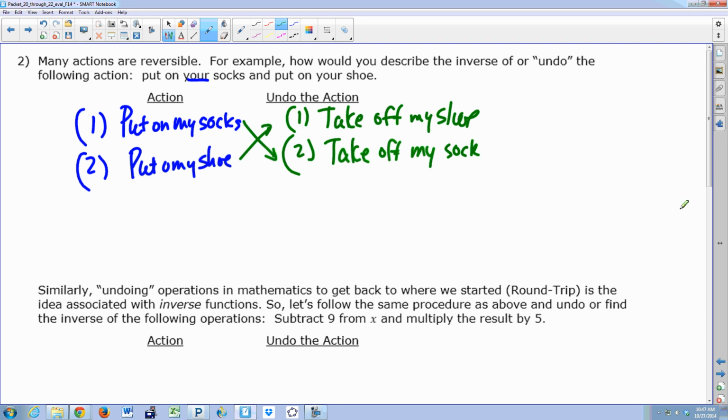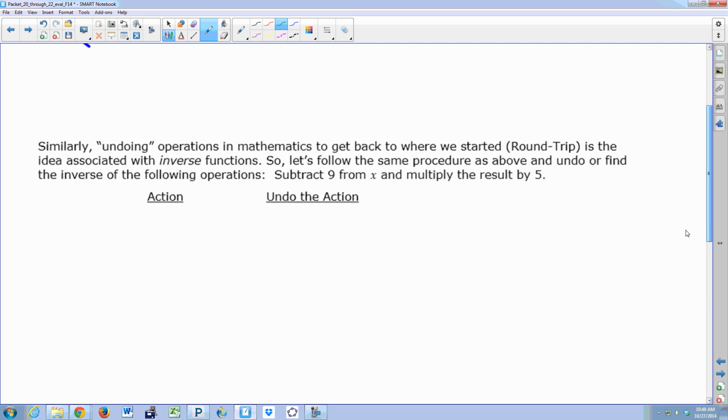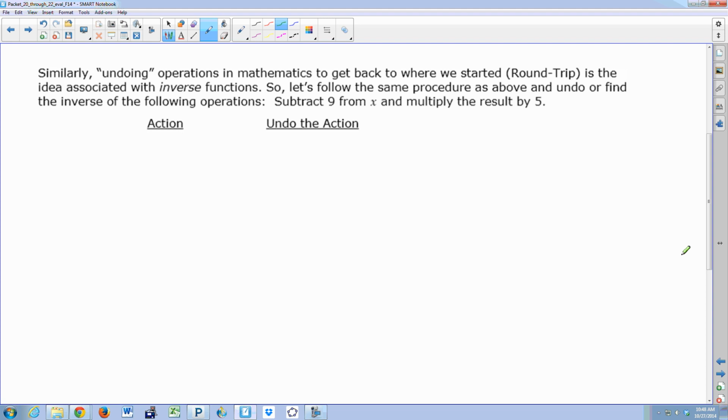If I had three things here, you undo the third, you undo the second, you undo the first. Okay. You have been doing this since you've been, I don't know how long, putting on your socks and shoes, it might be 2 or 3. But algebraically, you've been doing this for a very long time. So let's take a look at how this round trip idea of getting back to where we started happens with an algebraic process.